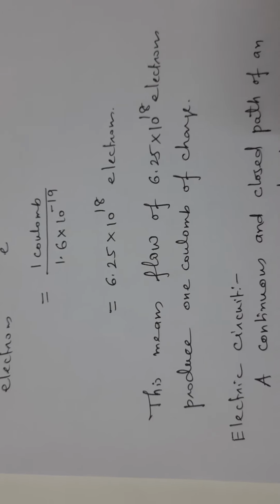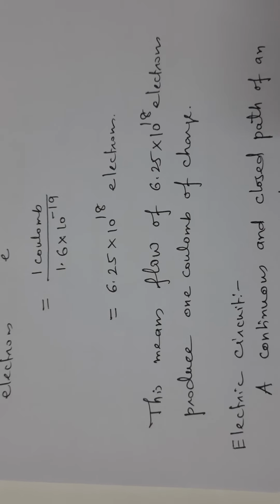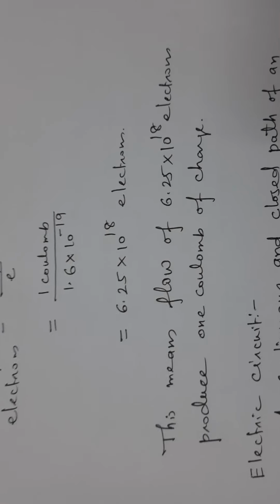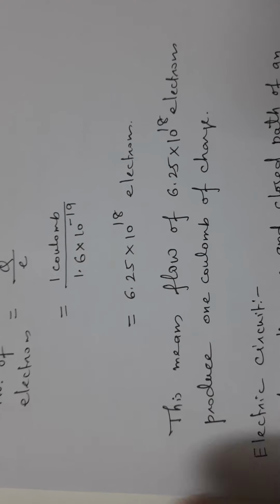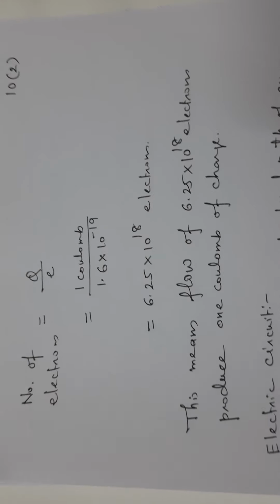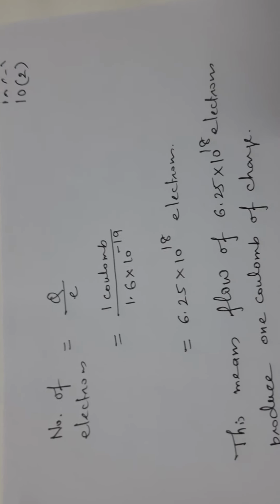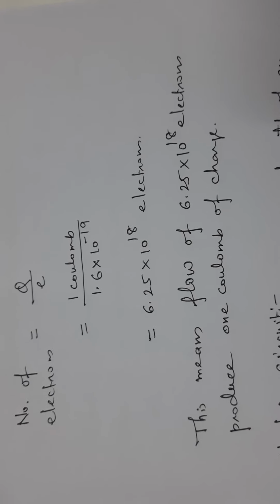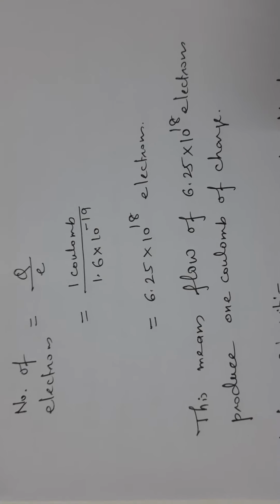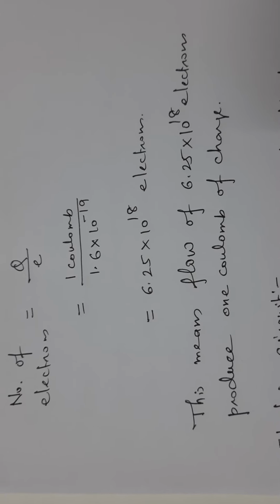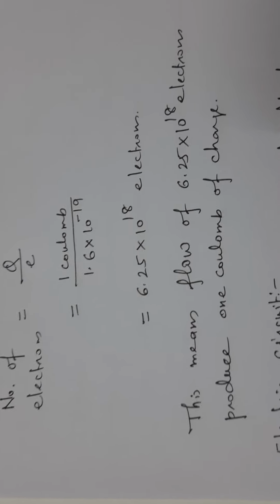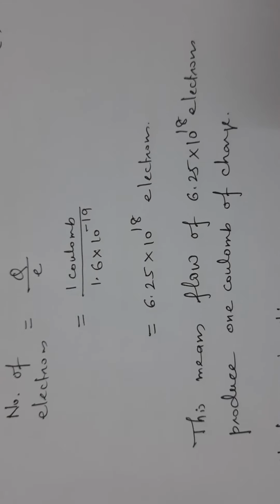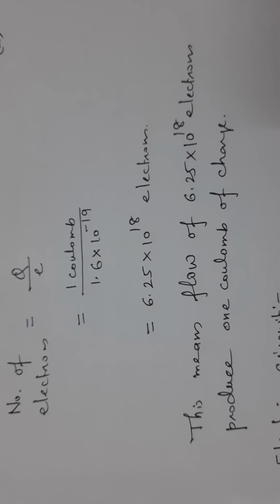This means that the flow of 6.25 into 10 raised to 18 electrons produces 1 coulomb of charge. Sometimes you may be asked how many electrons produce 1 coulomb of charge. In that case, you will have to give this particular number, 6.25 into 10 raised to 18. In some books, you might see 6 into 10 raised to 18. The exact value is 6.25 into 10 raised to 18. Whenever such questions are asked, the most probable answer is to be given.